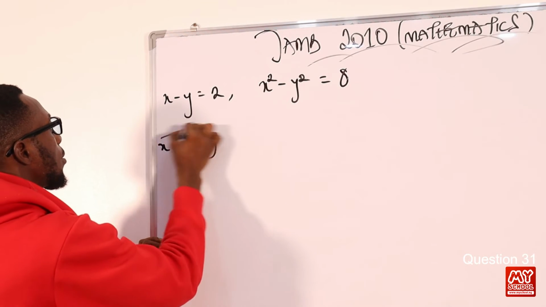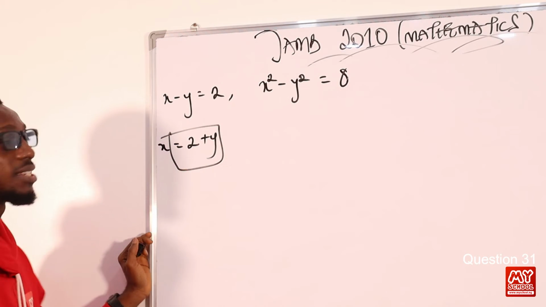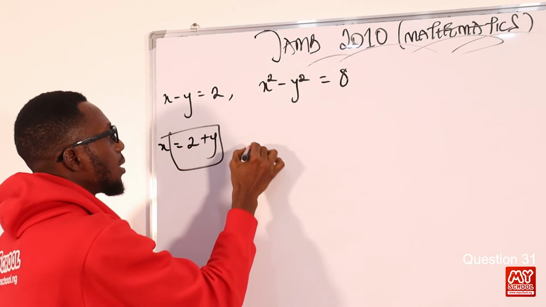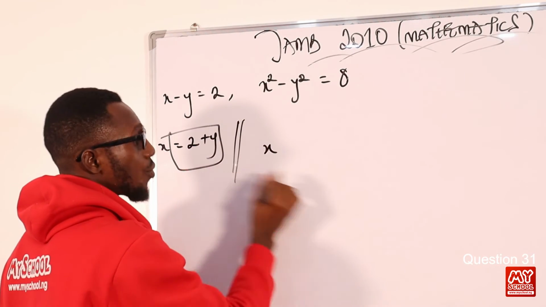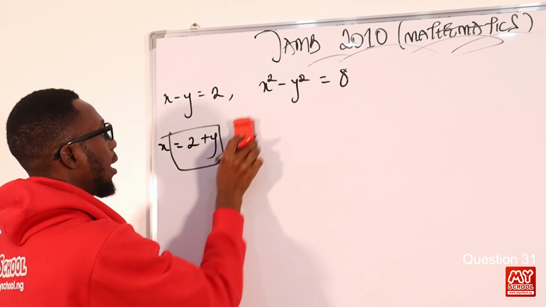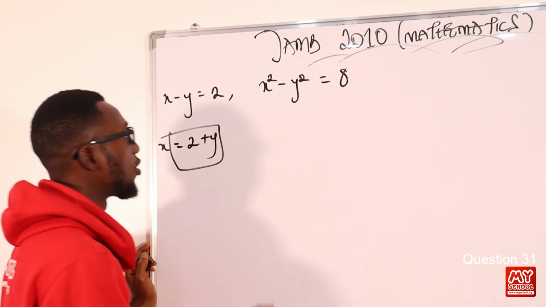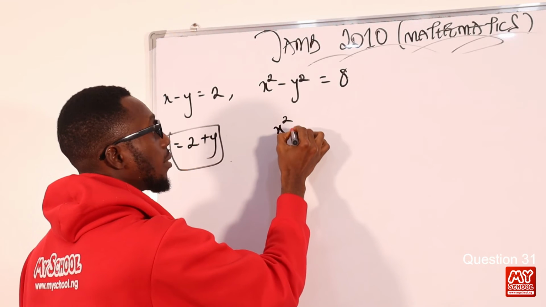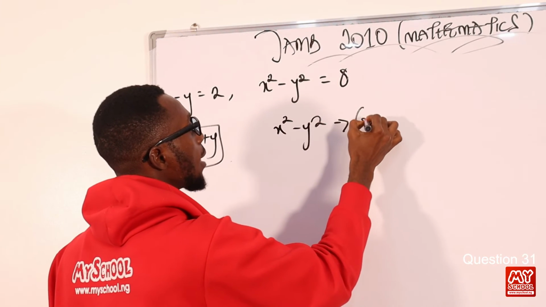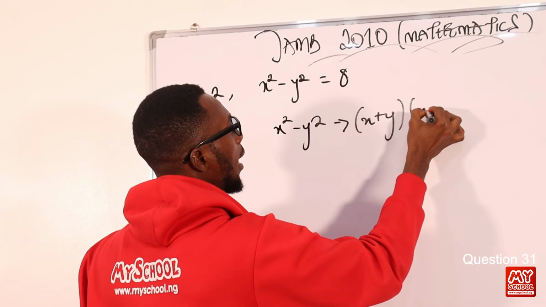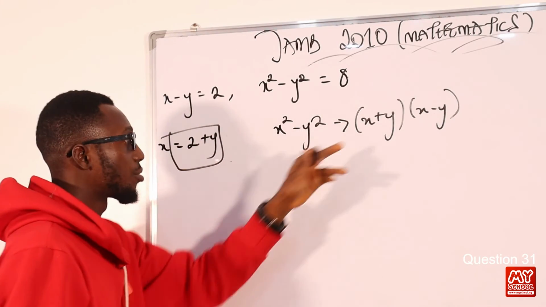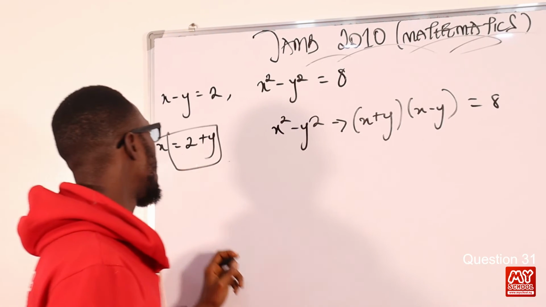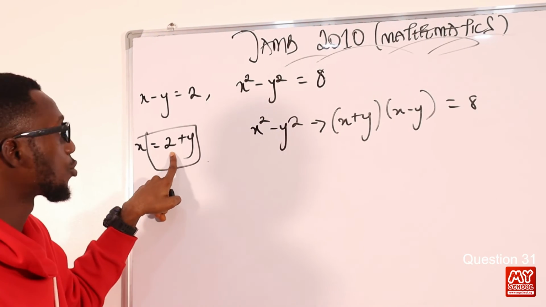Okay, so anywhere I find x, I can replace it with 2 plus y. And recall this can be rewritten as x squared. Let me not bring up another implication. Recall that this actually means it's the same thing as x plus y and x minus y, which equals 8. So anywhere I find my x, I can substitute 2 plus y.